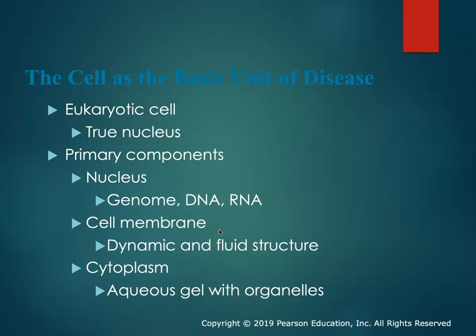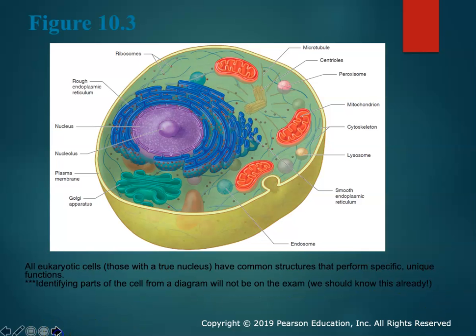So the cell membrane is super important because it's going to allow certain things to get in and certain things to not get in. And so that really regulates the internal environment of the cell, but also the external environment as well. Cytoplasm, that's basically where all of these organelles are housed. And it is sort of gel-like, but things can move around in that cytoplasm.